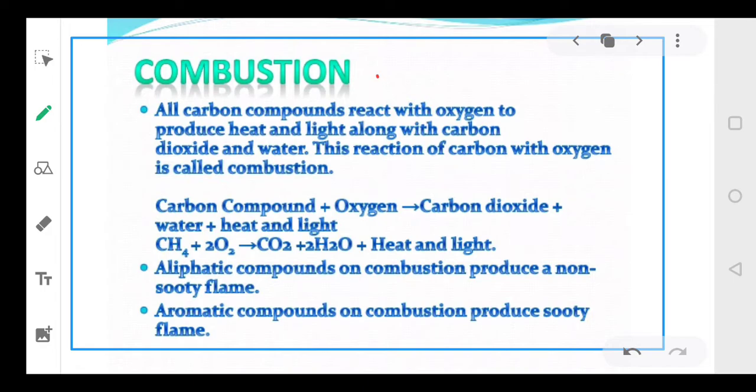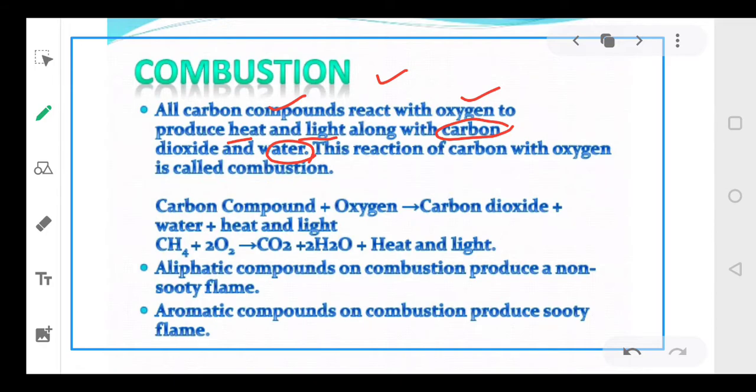Now what is combustion, students? Can you tell me what is combustion? Anybody of you? Yes, exactly. Combustion means burning the material in the presence of oxygen. So all carbon compounds react with oxygen and produce heat and light, plus they release carbon dioxide and water. All our carbon compounds react with oxygen and release carbon dioxide, and in addition to this, heat and light is also released.